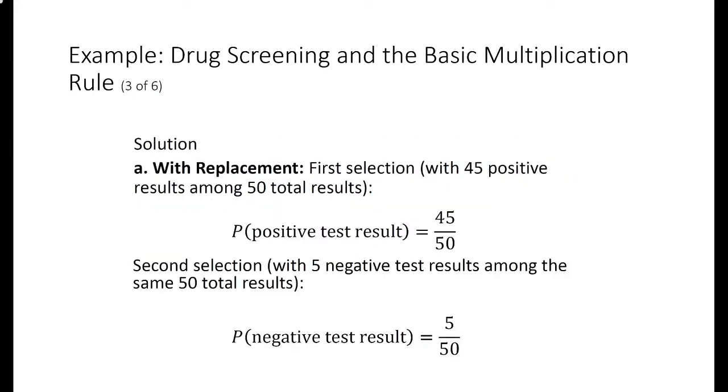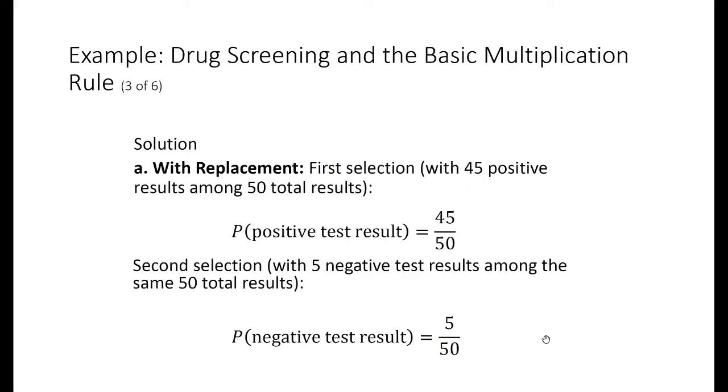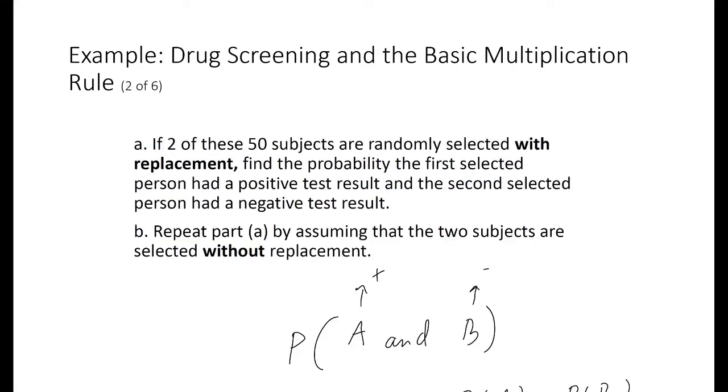So with replacement, the first selection with 45 positive results among 50 is 45 out of 50, and the negative test result is 5 out of 50. If we multiply them, it gives us the probability that the first selection is positive and the second selection is negative. And we can multiply these because these are independent events.